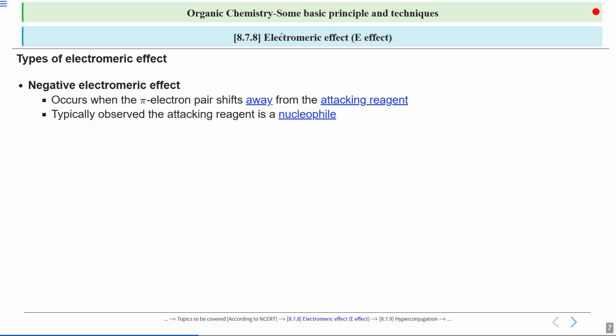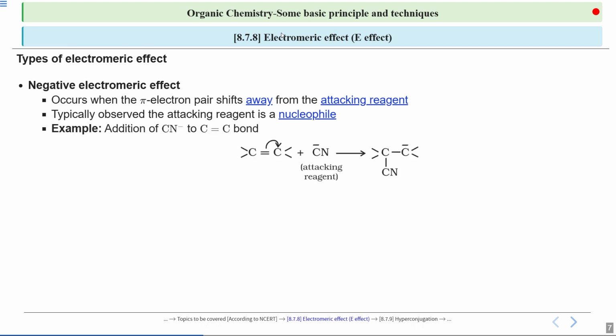And in this case, we will observe that the electron is being donated by the nucleophile, which is nucleus loving. So here is an example for that. Here, your CN minus ion, so it is containing a negative charge. So it is a nucleophile. Therefore, it will donate electrons onto the doubly bonded carbon.